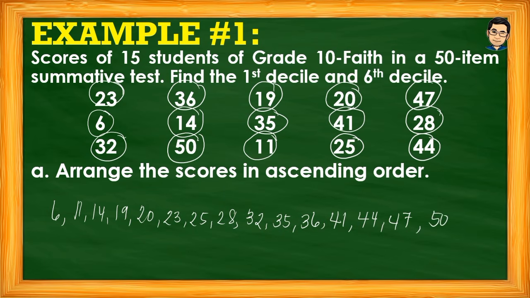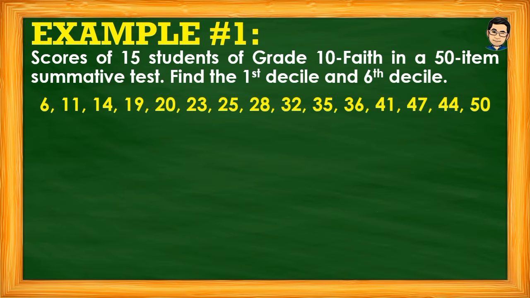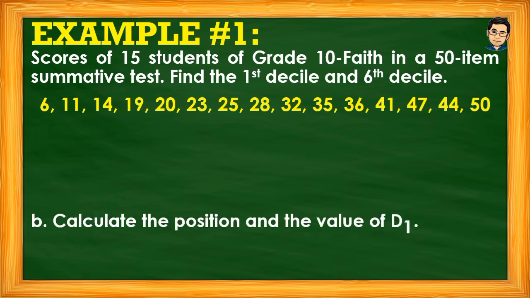So there you have it. Naka-arrange na yung mga scores natin in ascending order. So the lowest score is 6. And then the highest score or the perfect score is 50. And then, yung value ng n natin dito, huwag natin kakalimutan, is the number of students, which is 15. So, ayan po yung mga scores na in-arrange natin in ascending order.